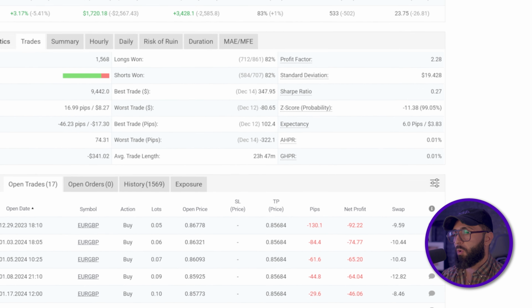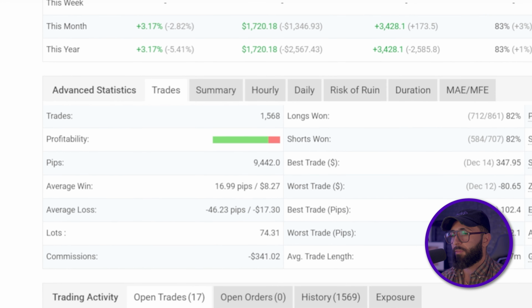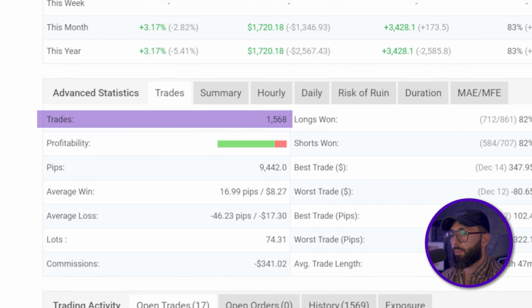Let's scroll down a bit more. Over here, you could see in the top left corner, trades. So far, we've done 1,568 trades. Now, mind you, this is completely hands-off. You don't have to know how to trade to use this software. In fact, you don't even really need to know how to use software to use this software.